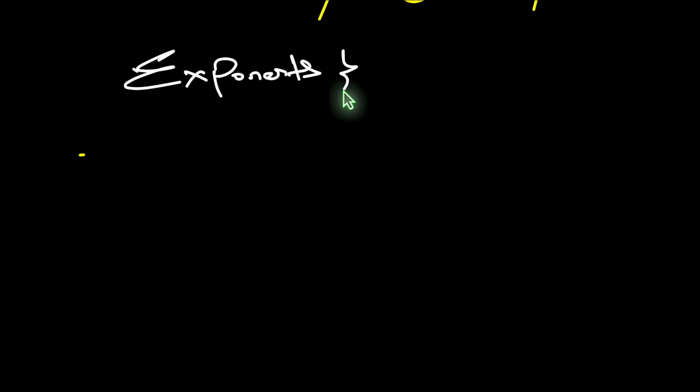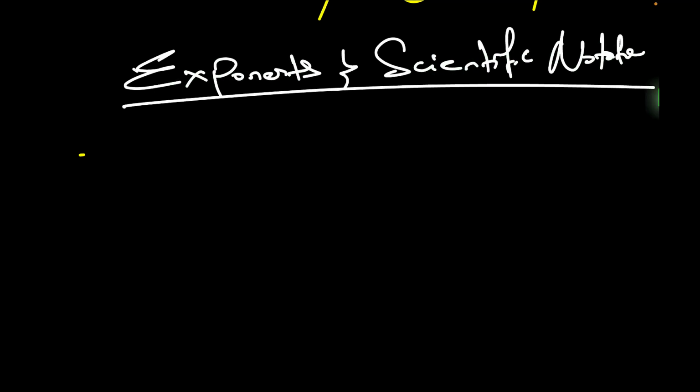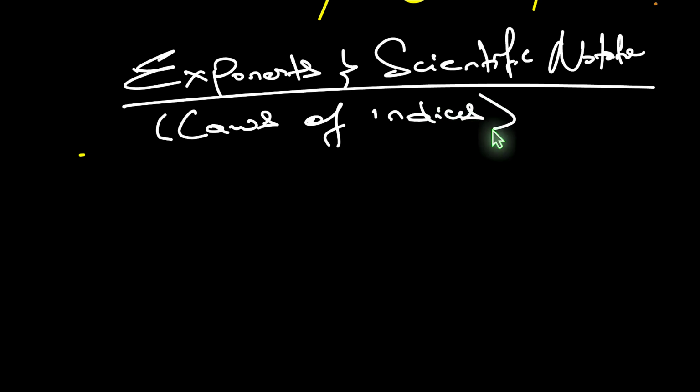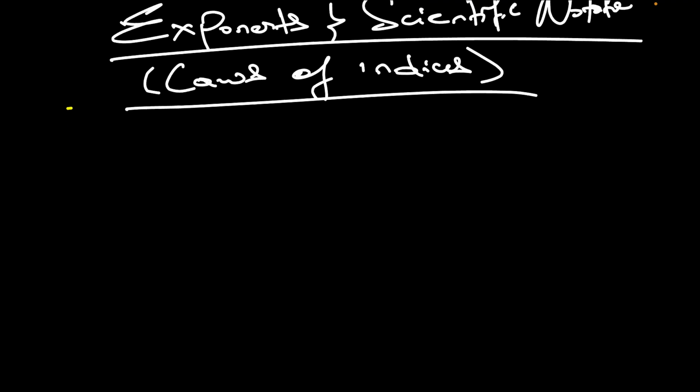This one is called exponents. So it's exponents and scientific notation. And this is basically the same as what you will see as laws of indices. So it's nothing new. We're just going to ensure that we understand what it is, what it does, and look at a few examples. So let's start off then with the laws.